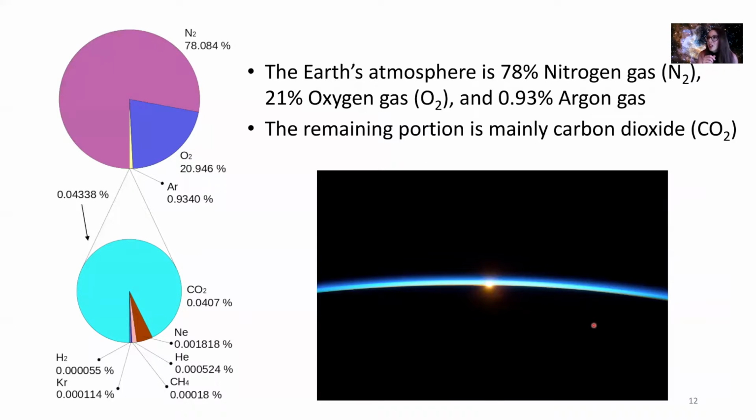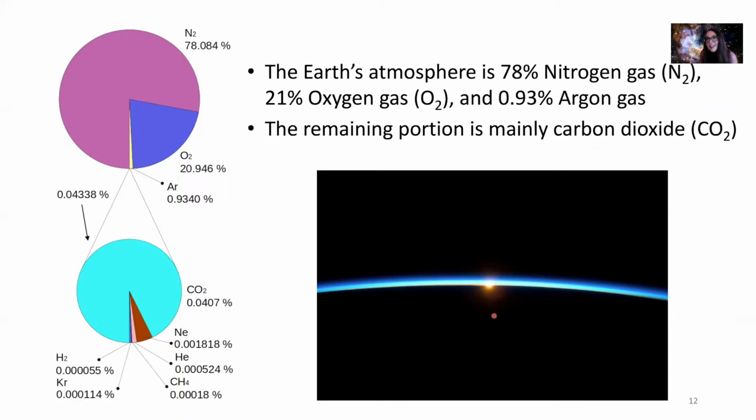The Earth's atmosphere is composed of 78% nitrogen gas, that's N2, 21% oxygen gas, that's O2, and 0.93% of argon gas. The remaining portion of the Earth's atmosphere is mostly made up of carbon dioxide. So here we have a pie chart showing mostly nitrogen. And then the second element is oxygen.